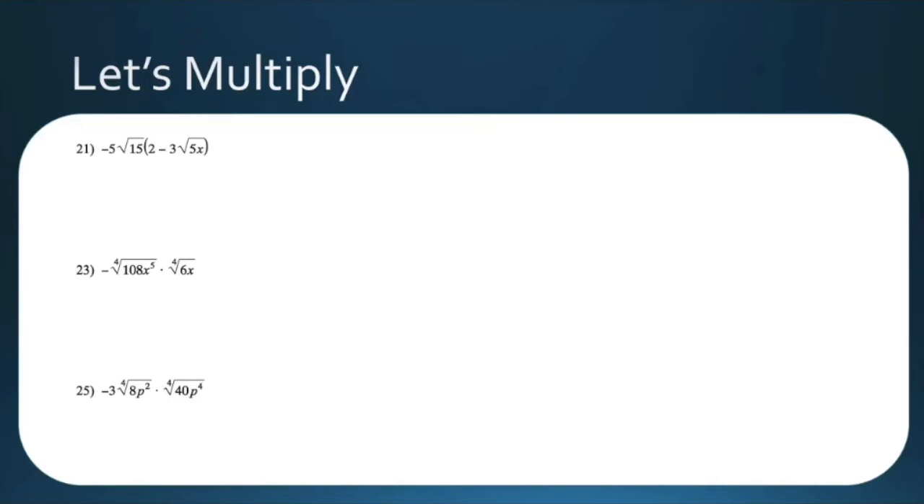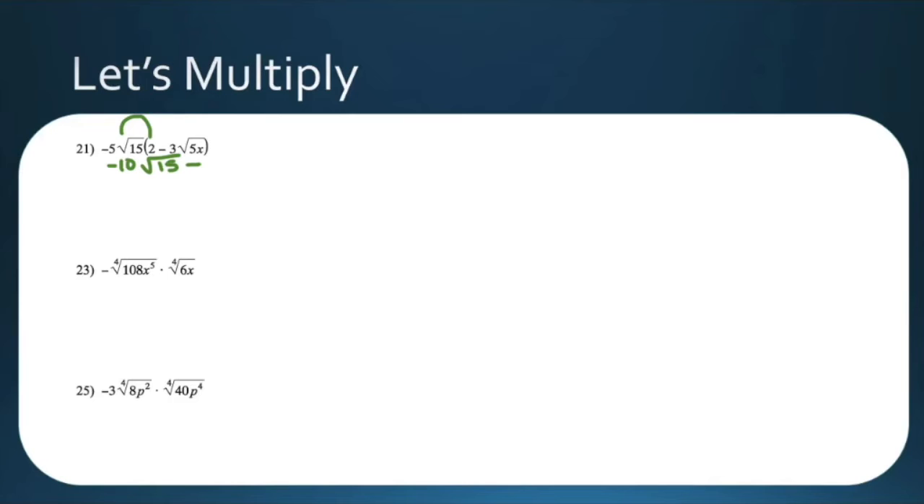Let's do number 21. We're going to do the distributive property again. This time we have an x in there. Didn't have an x before. We're going to multiply the negative 5 square root of 15 times 2. What does that become? Negative 10 square root 15.